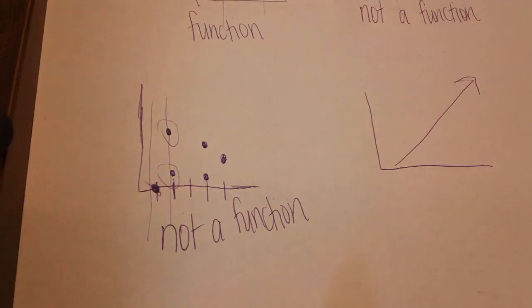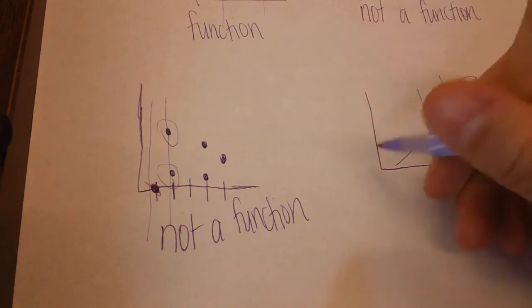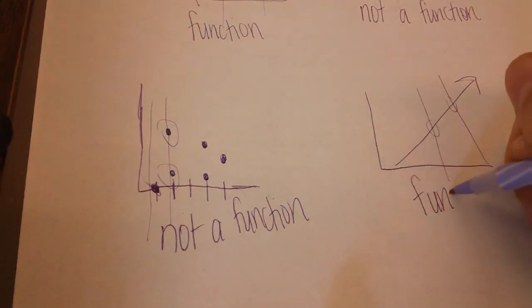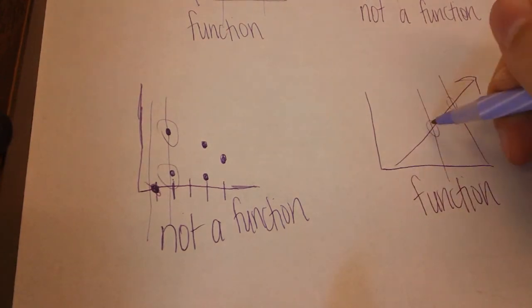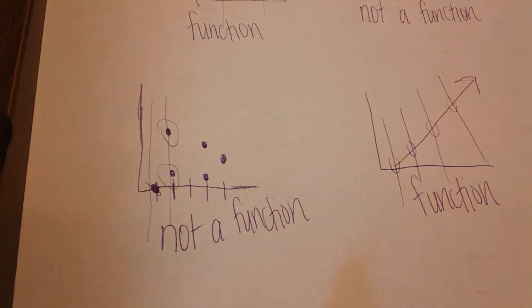Likewise, if I have a line that looks like this, and I use my vertical line test, we do have a function because we only cross one time, no matter where we're at.